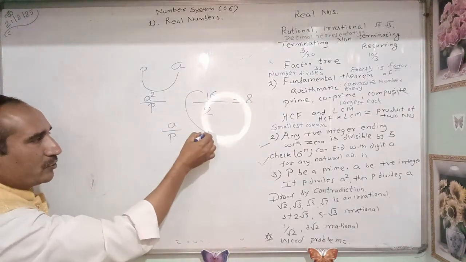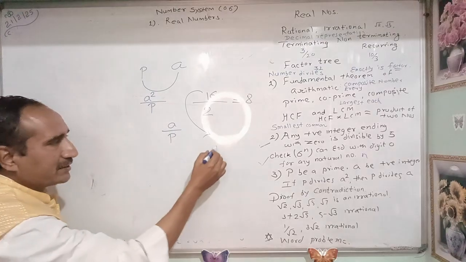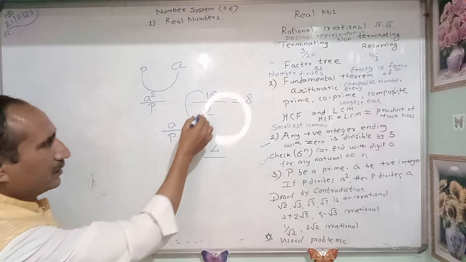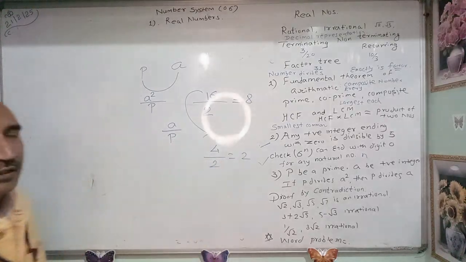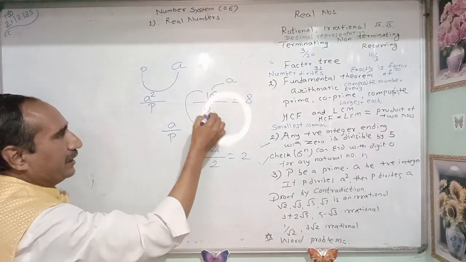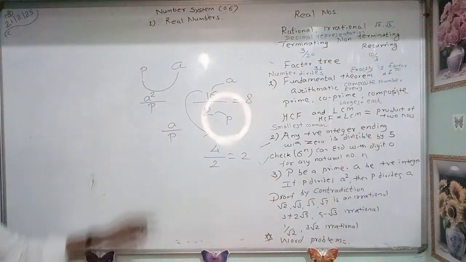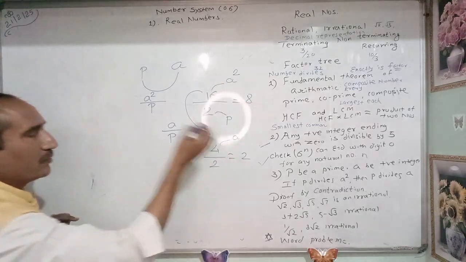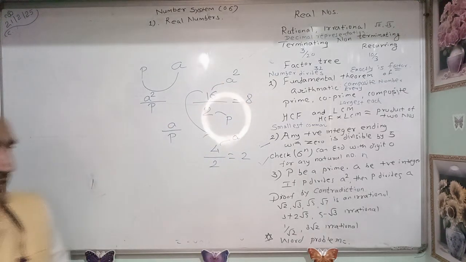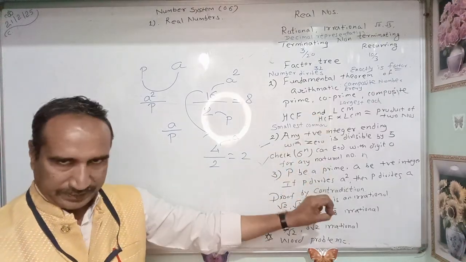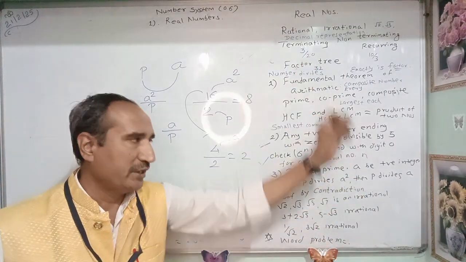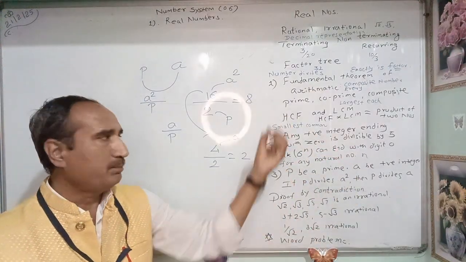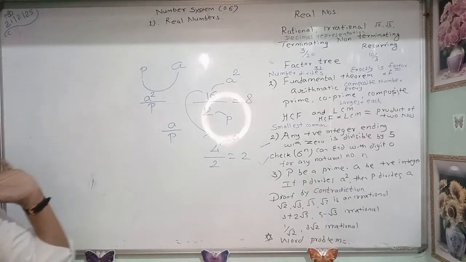Now take the square root of 16. What is the square root of 16? The square root of 16 is 4, and it is still divisible by 2. 2 twos are 4. This is our A and this one is P. So this is the A square term and this is the square root of the term. So the theorem is that P be a prime, A be a positive integer. If P divides A square, then P divides A also.